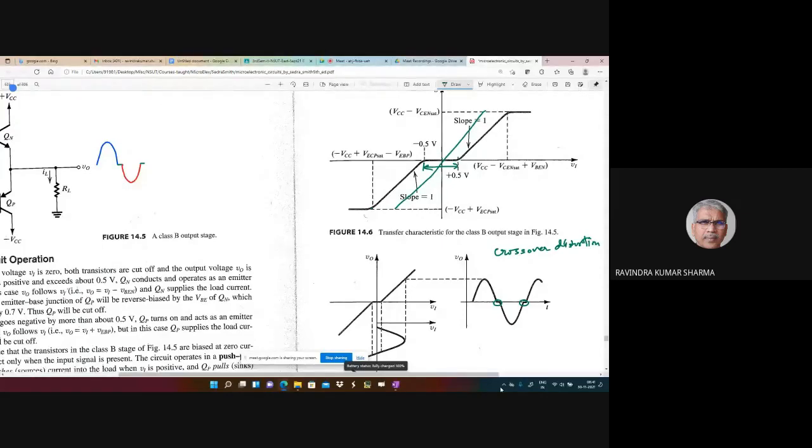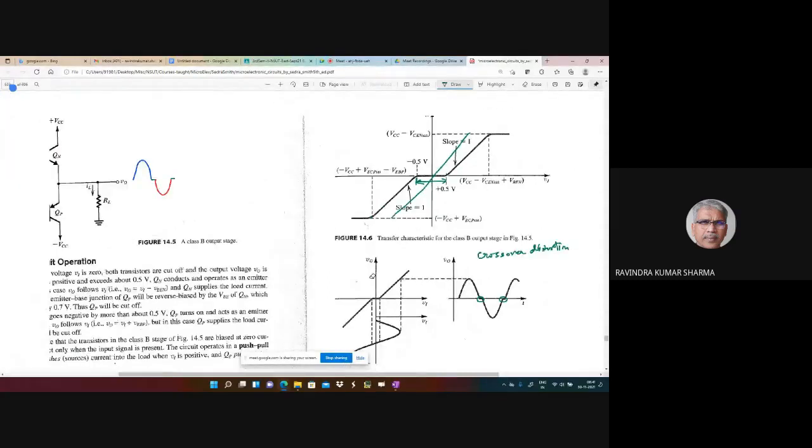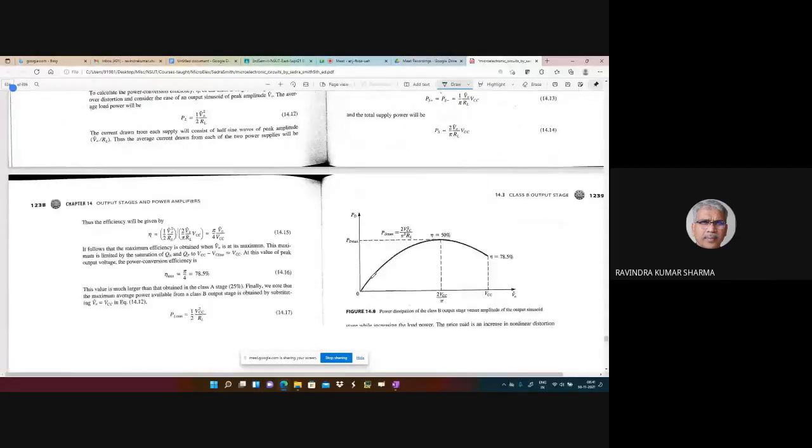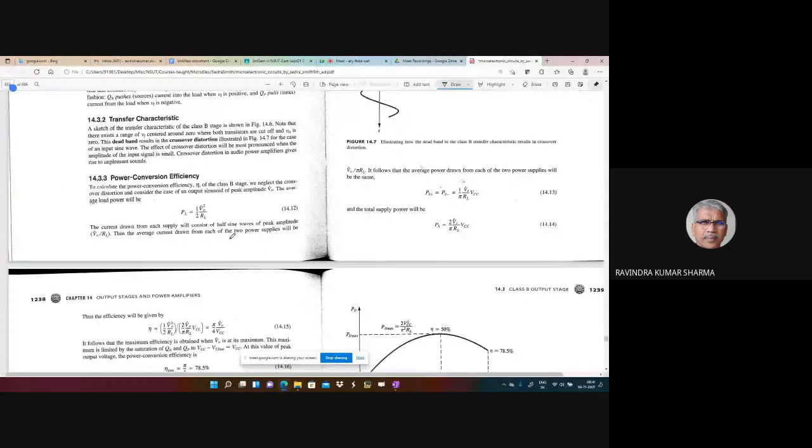अगर ये क्रॉसओवर डिस्टॉर्शन किसी तरह से हम मिटिगेट कर लें, खत्म कर लें, नलिफाई कर दें, then this is going to be a good amplifier, right? अब इसकी एफिशिएंसी निकालनी हो तो आप कैसे निकालोगे? देखो, लोड पावर वैसी होगी V²/2RL 14.12. सप्लाई पावर will be here different, क्योंकि यहां पर करंट पूरे पार्ट के दौरान फ्लो नहीं कर रही है, only for the half part it is flowing.